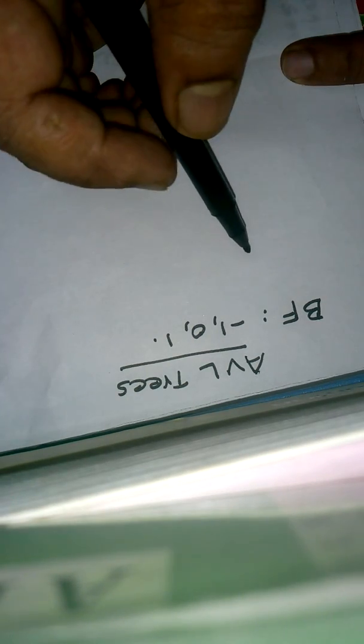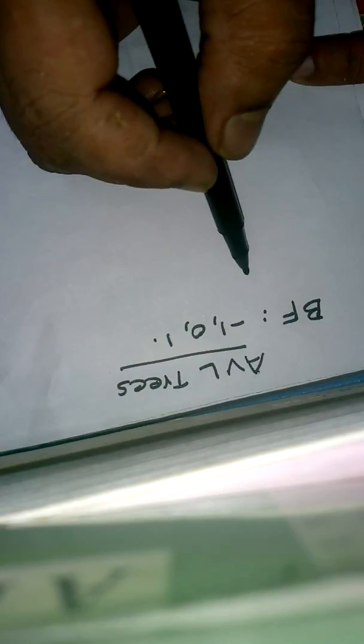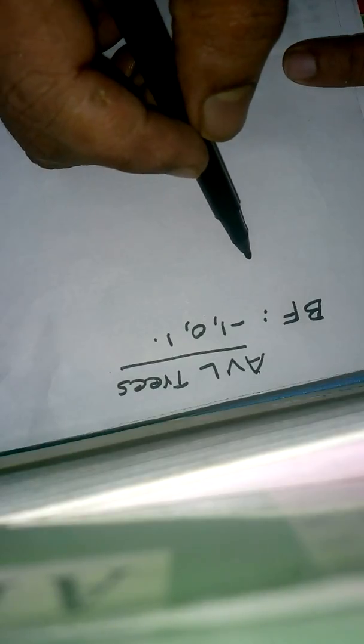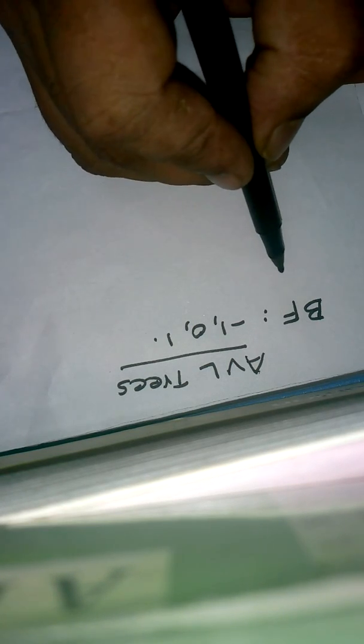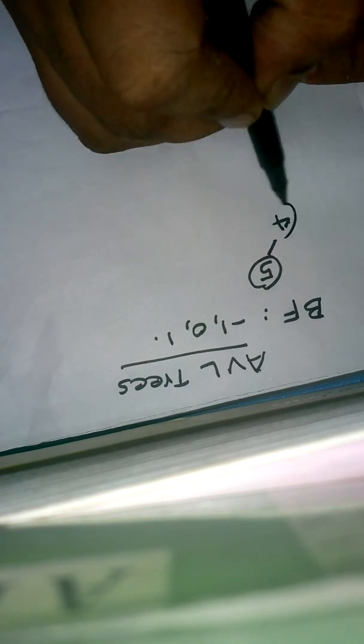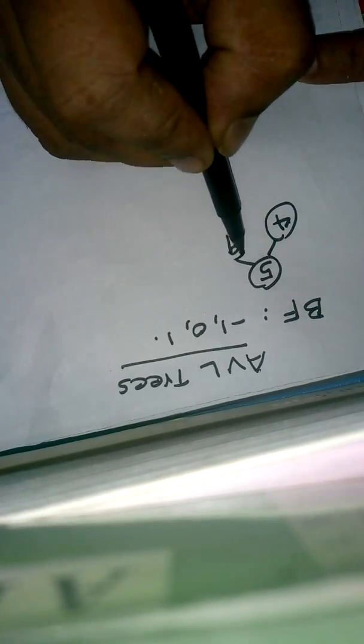So, what is balancing factor? Balancing factor is the difference between the heights of left subtree and right subtree. So how do we calculate balancing factor and what makes a valid AVL tree is the question. To understand, let us have a binary search tree. I have something like this: 5, 4 and 9.